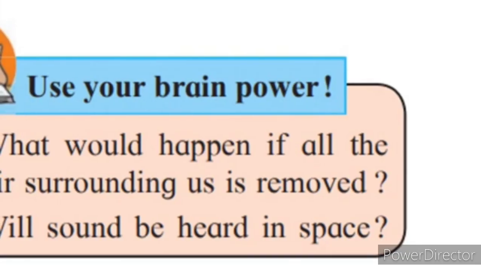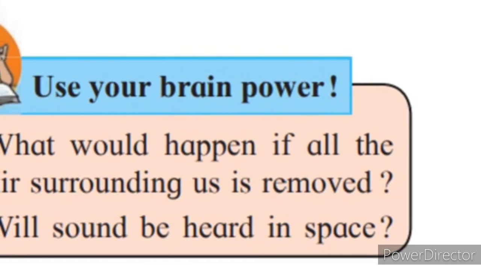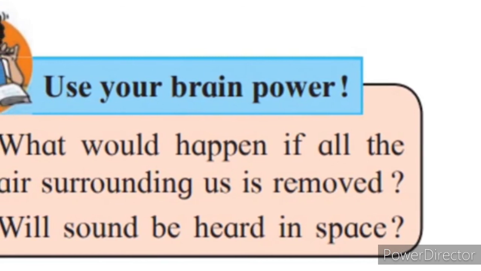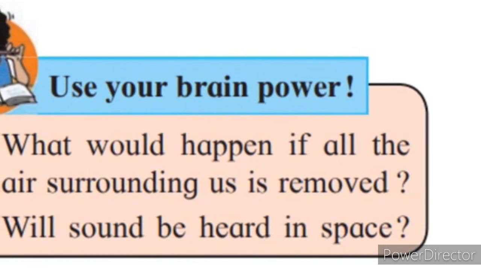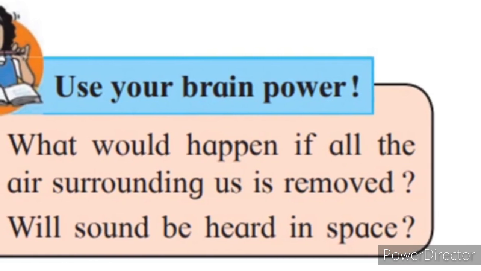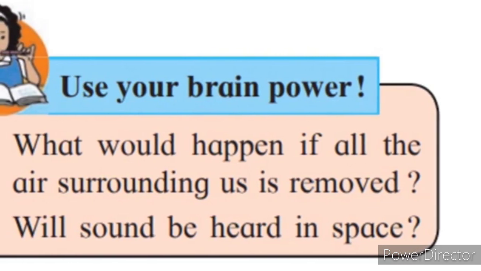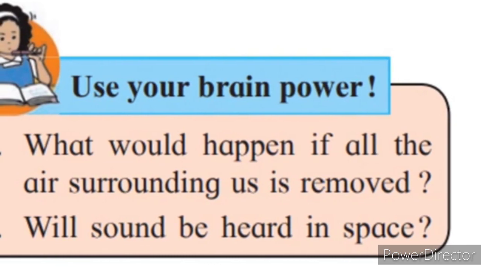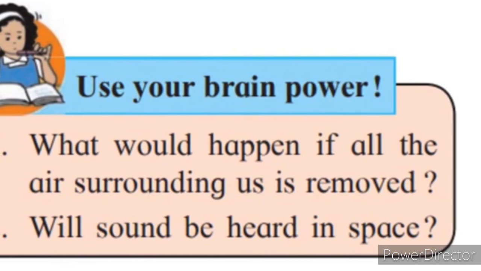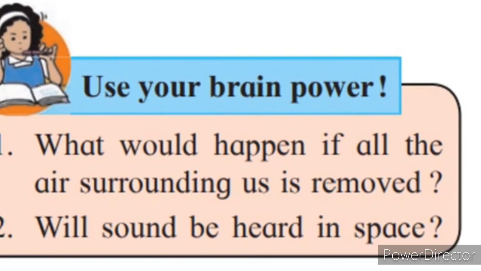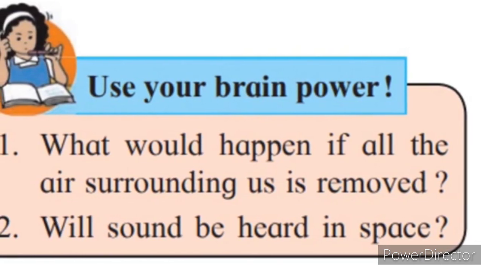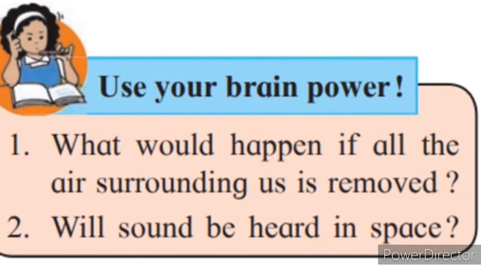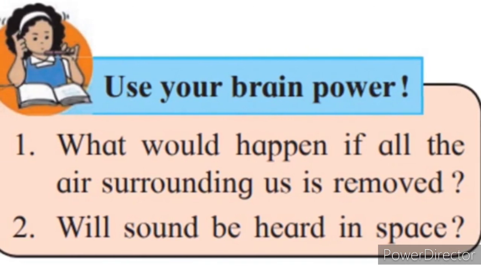Before starting the transmission of sound, we have to use our brain power. Now answer the 2 questions. What would happen if all the air surrounding us is removed? What will happen? We cannot breathe. Again, what is the effect on the transmission of sound? It is related with the transmission of sound. The sound that we hear reaches us through the surrounding air. As air is a useful medium for the transmission of sound, we will not be able to hear any sound if all air is removed from the surroundings.